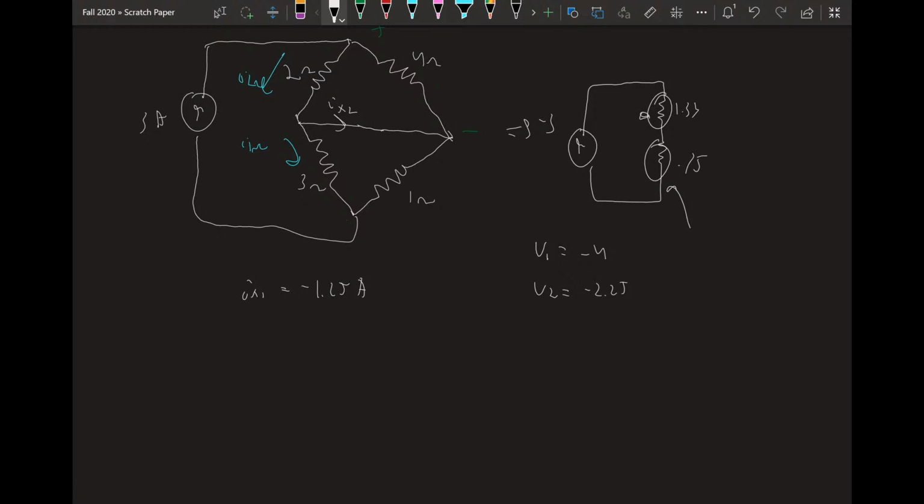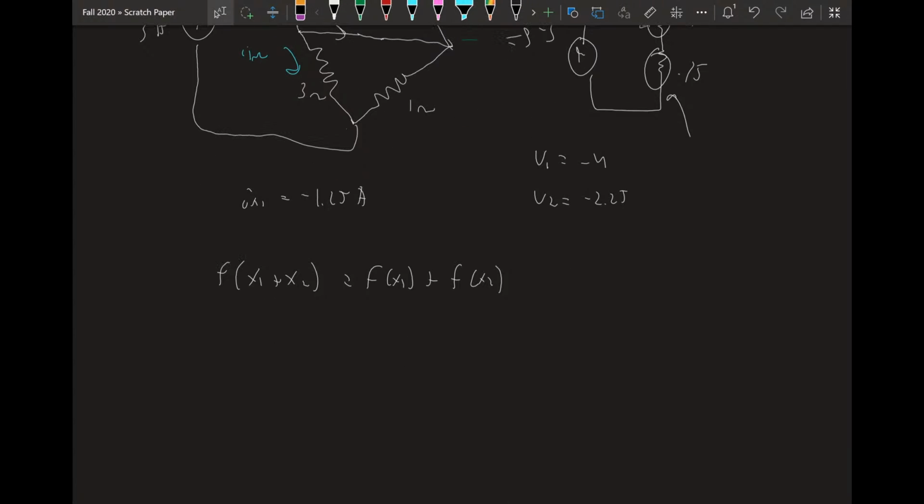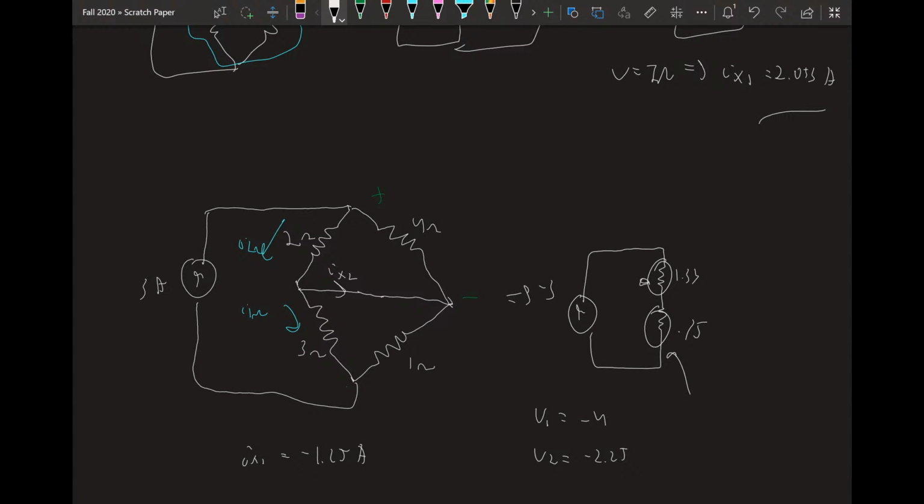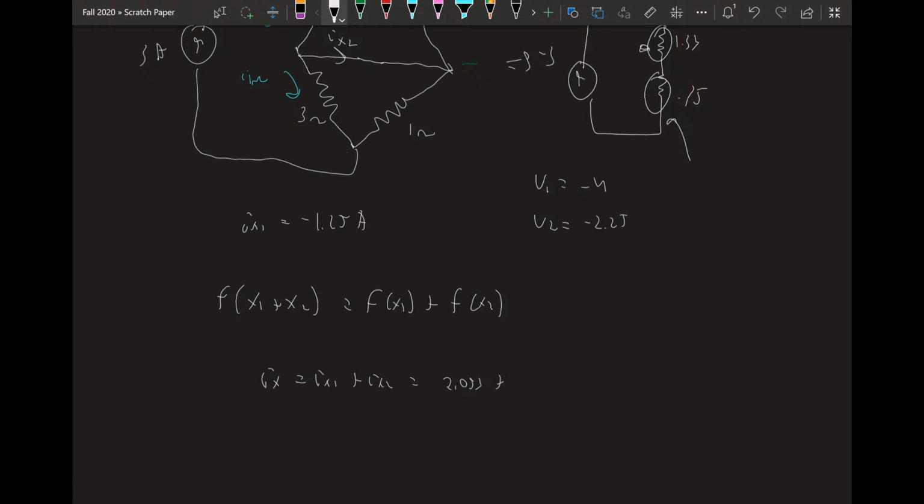And to get our final answer, we use the property of superposition. We want to find our output as a function of both sources, and we just found our output independently with only one source active. So our total IX is equal to IX1 plus IX2, which is equal to 2.053 from what we solved up here, plus what we just found over here, which is -1.25. And this gets a final answer of 0.8333 amps. And that's how you apply superposition to help you solve circuits.